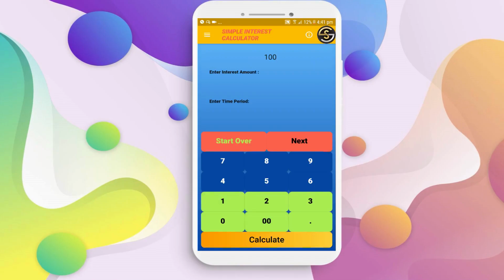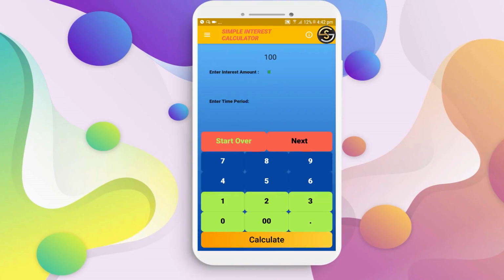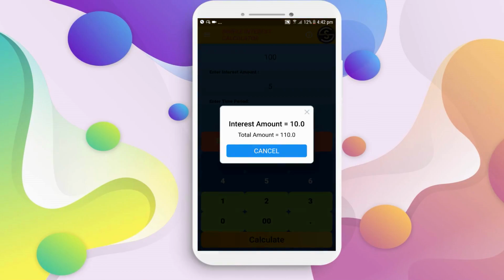Let me enter a principal amount of 100, and as you can see, there is a light blinking near the principal amount. As soon as I click on next, this changes to enter the interest amount. That means your previous value of principal amount is accepted by the application. Let's say the interest amount is 5, and as soon as I click on next, it goes to the time period. Let's take 2 years. In 2 years, my interest amount for 100 will become 10. That means my total amount payable will be equal to 110.